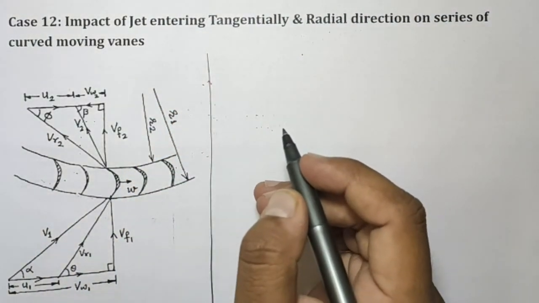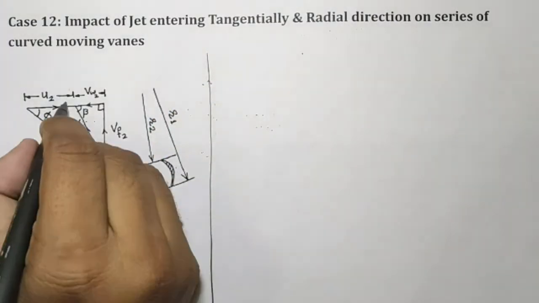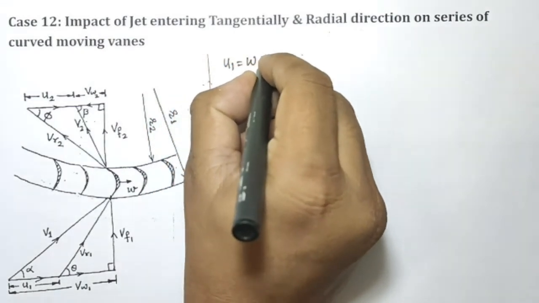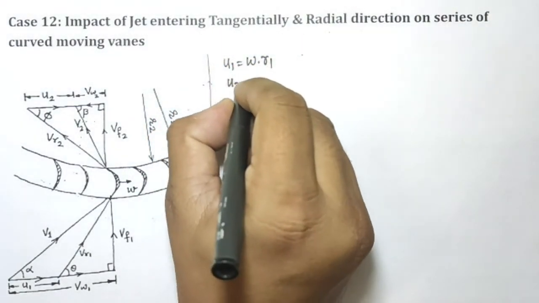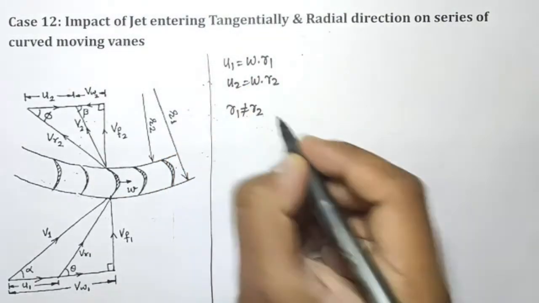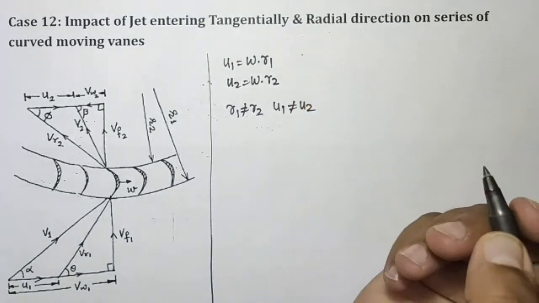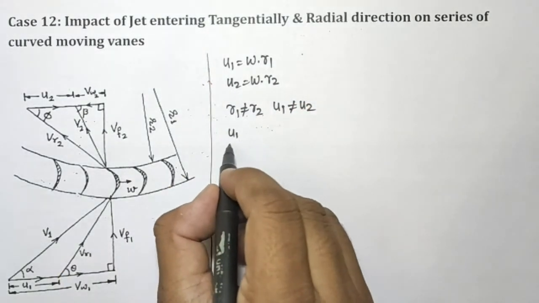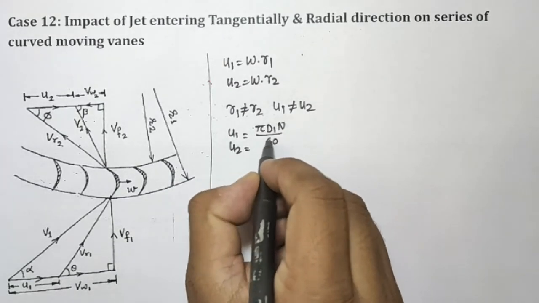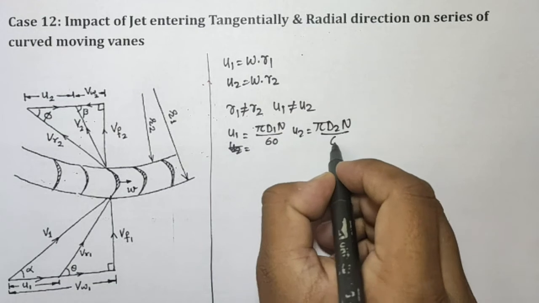Now we will start our discussion. First of all, we will write down a very important thing: u1 and u2 are different in this case. See, u1 is equal to omega into r1 and u2 is equal to omega into r2. As r1 and r2 are not equal, u1 and u2 are also not equal. They can also be found like this: u1 is equal to pi d1 n upon 60 and u2 is equal to pi d2 n upon 60.